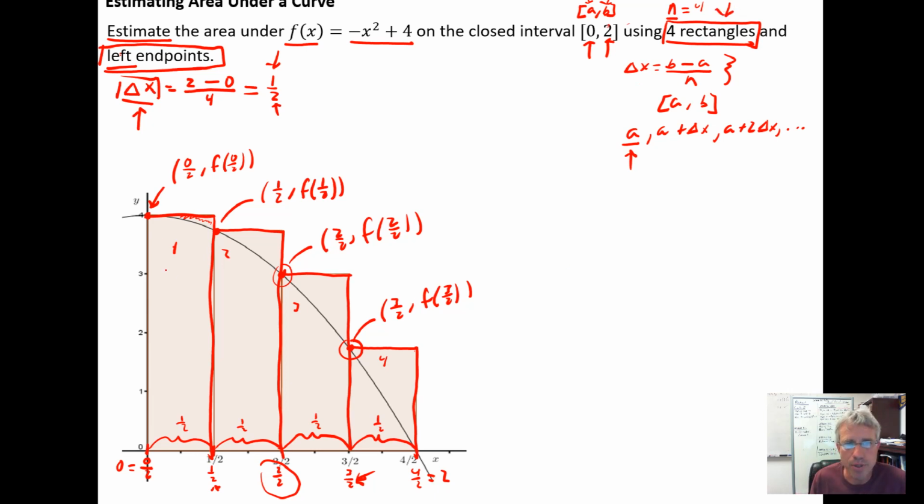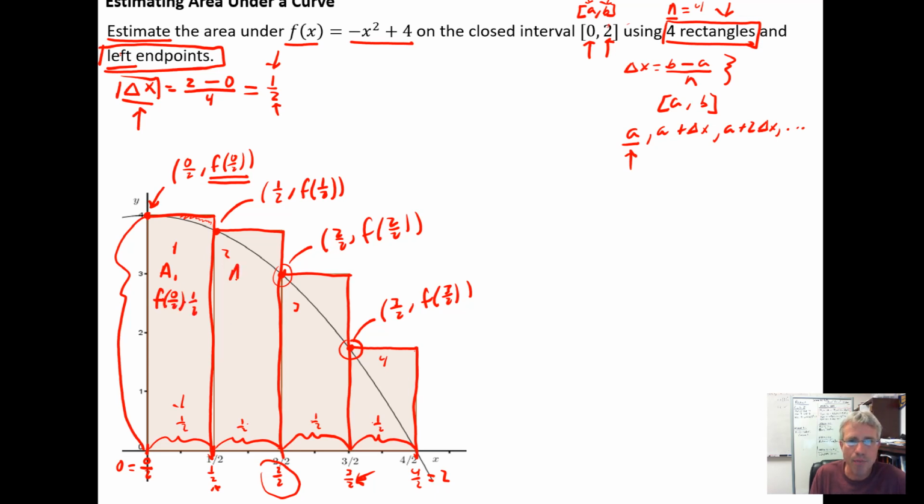And then what you want to do is calculate the area of each rectangle. Notice that the area of the first rectangle, because it's a rectangle, is going to be the height of the rectangle times the width. But the width of each of the 4 rectangles by construction is just a half. And the height of the rectangle is the function evaluated at 0, or at 0 over 2. So remember, the y-coordinate gives you the height. So the area of this rectangle is just going to be f of 0 over 2 times a half.